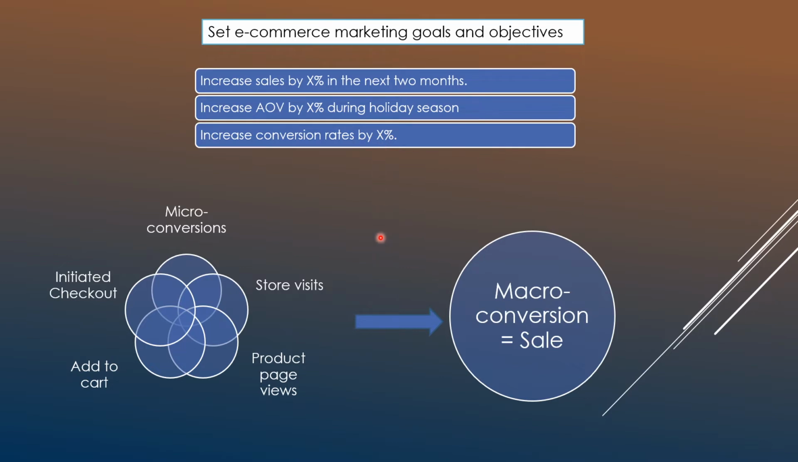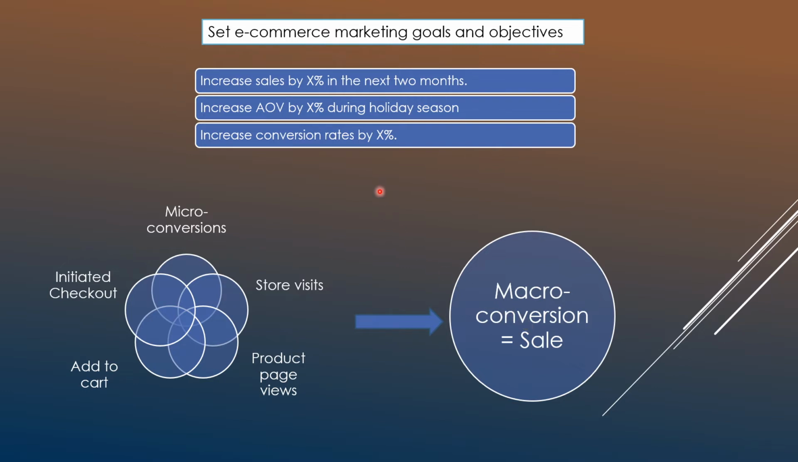Now, there are two types of conversions, I would say. The first one is micro conversions, and these are basically small conversions that ultimately end up in an actual sale. So for example, store visit can be considered as a micro conversion, product page views, add to cart, and then initiated checkout. And finally, when the customer buys your product, it can be considered as a macro conversion, which is your sale.